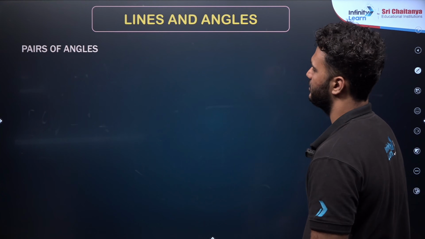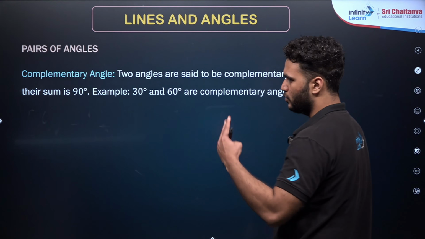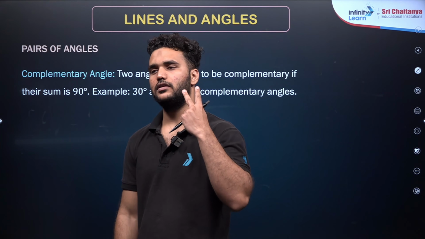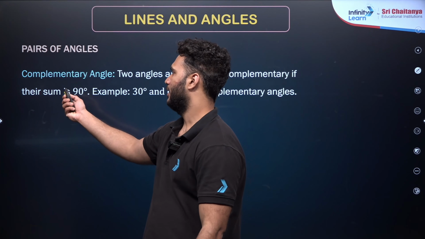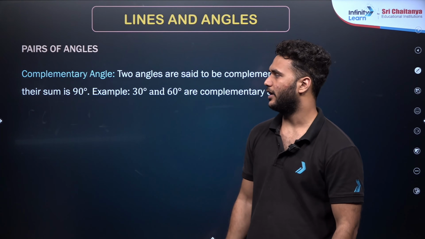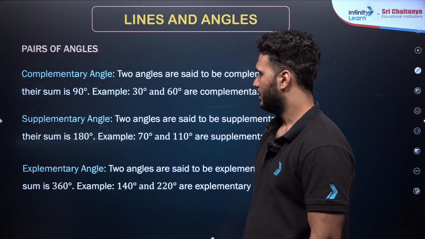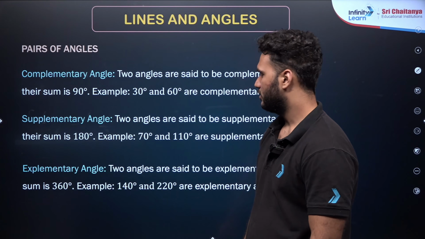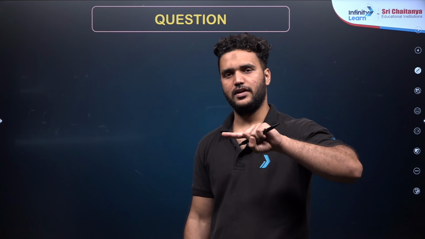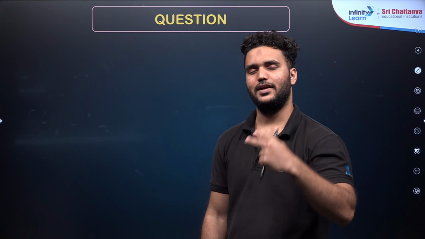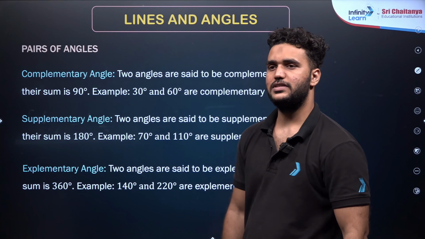Next, pair of angles. What is a pair of angles? A pair of angles is two angles that have some property. Like if the sum of two angles is 90 degrees, then those two angles are known as complementary angles. Supplementary angles: the sum of them is equal to 180. Then explementary angles: the sum of them is 360. That's it. You know, every reflexive angle and the angle just opposite to it are what? Explementary.